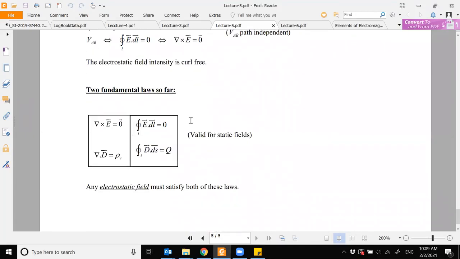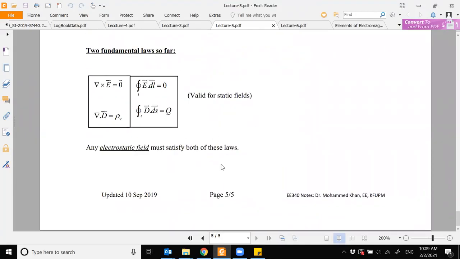Now I'm summarizing whatever we have studied so far. We have studied two very important fundamental laws. The first one is Gauss's law: the closed surface integral of D bar dot dS bar is equal to the charge enclosed, Q. This is in integral form. In differential form, it is del dot D bar is equal to rho v.